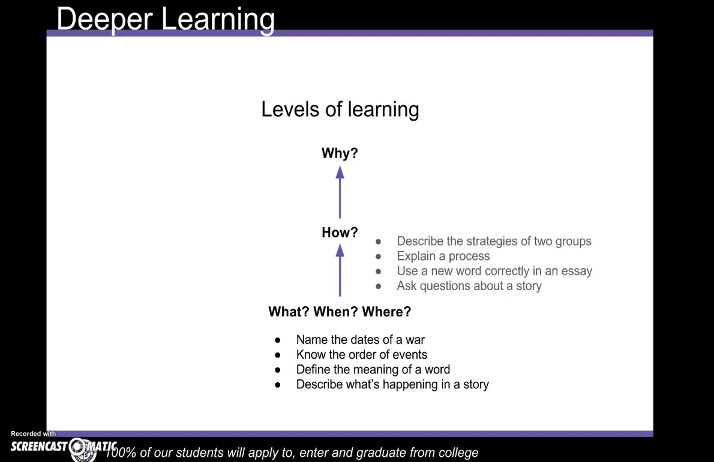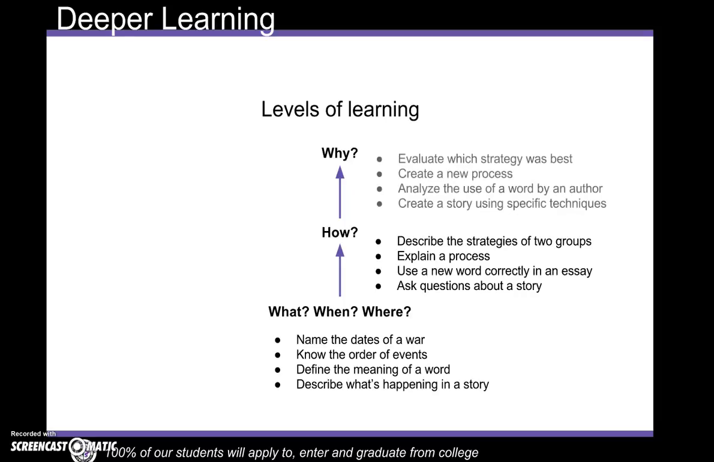In the second level, the objectives might be a bit more complex. Instead of naming the dates of a war, you might describe the strategies of two different groups. Or instead of knowing the order of events, you might explain a process and how it works. Instead of defining the meaning of a word, you might use a new word correctly in an essay. Or instead of describing just what's happening in a story, you might actually start asking questions about a story.